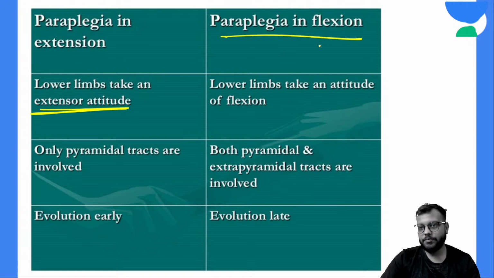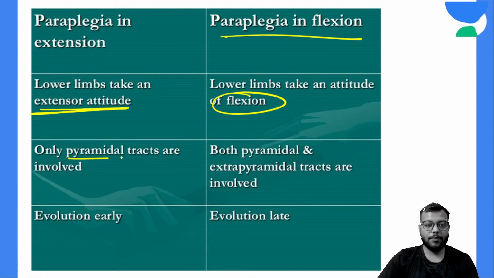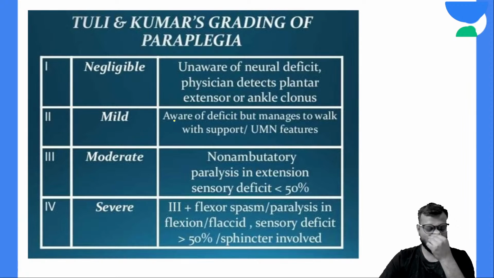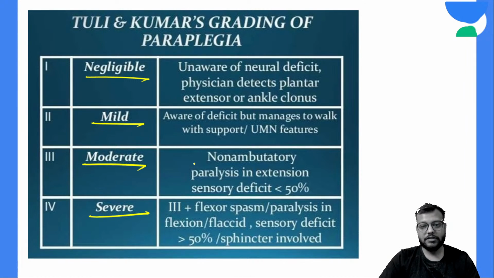lower limb, whereas in paraplegia flexion lower limb will be in flexion attitude. Only pyramidal tracts in extension, whereas in flexion cortico spinal, that is pyramidal, along with extra pyramidal tracts also will be involved. And we have discussed that evolution in extension will be earlier and it will be a late thing that will be occurring in flexion. So the grades we saw, grade 1, 2, 3, 4, we have named it like negligible, mild, moderate and severe, same thing.